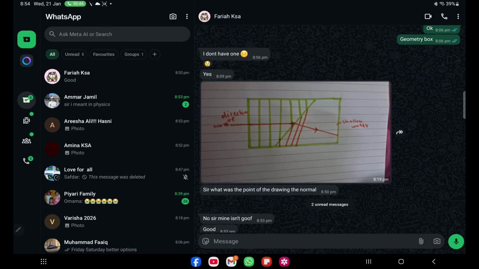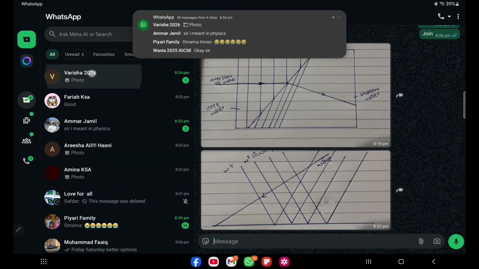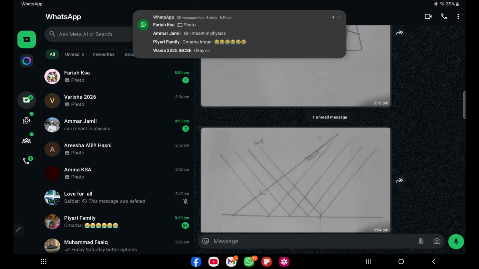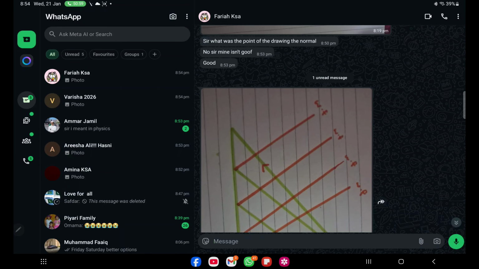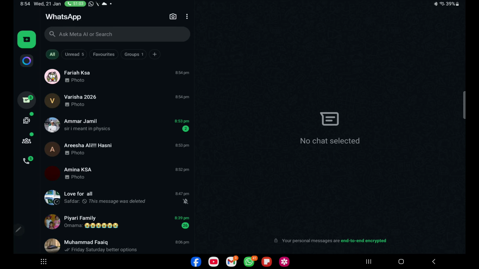Amna's diagram is perfect, and Varisha's diagram is also perfect. I mean Nevia's diagram is okay. Faria's is also okay, it will do.